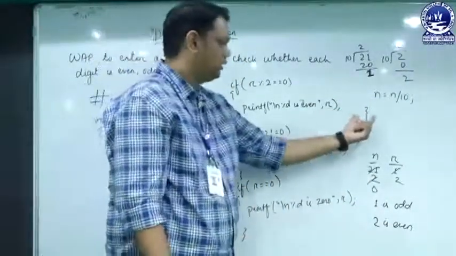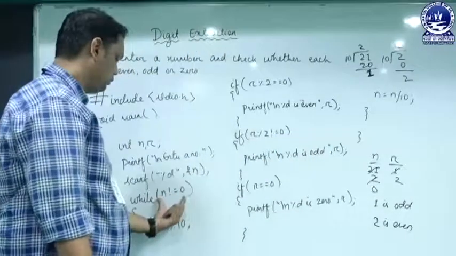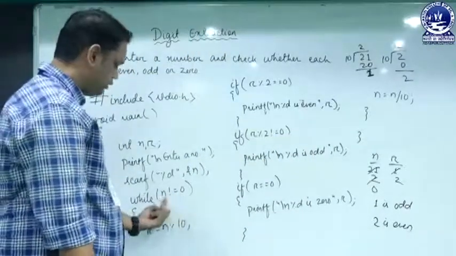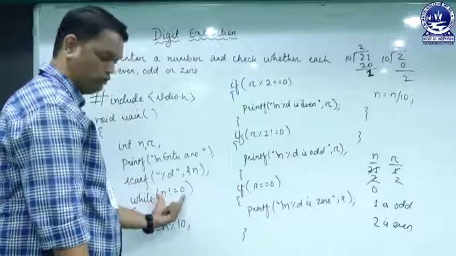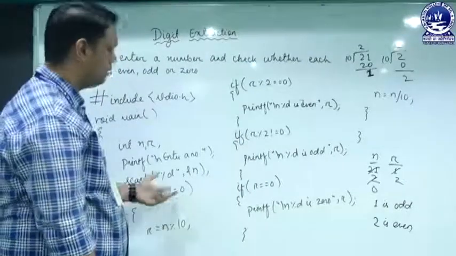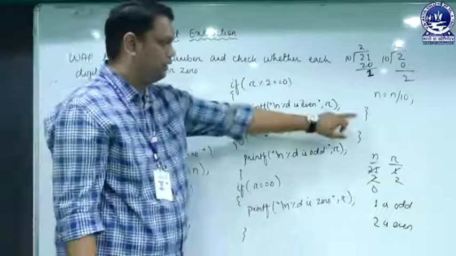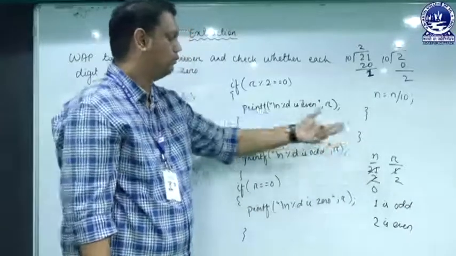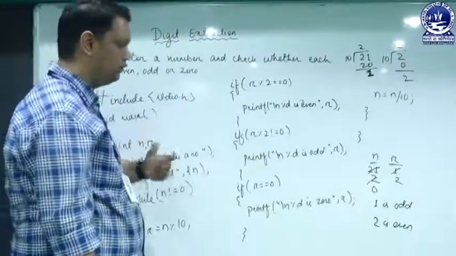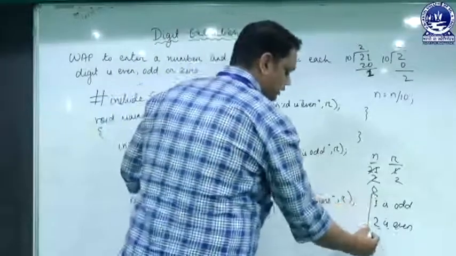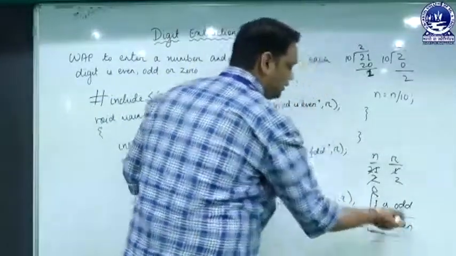So this curly bracket will direct the pointer to this one. So n value is 0. So 0 is not equal to 0, false. 0 is equal to 0. So it will come out from the while loop and then again it will come out from the main function. Now we have got the digits and we have checked whether each digit is even or odd.